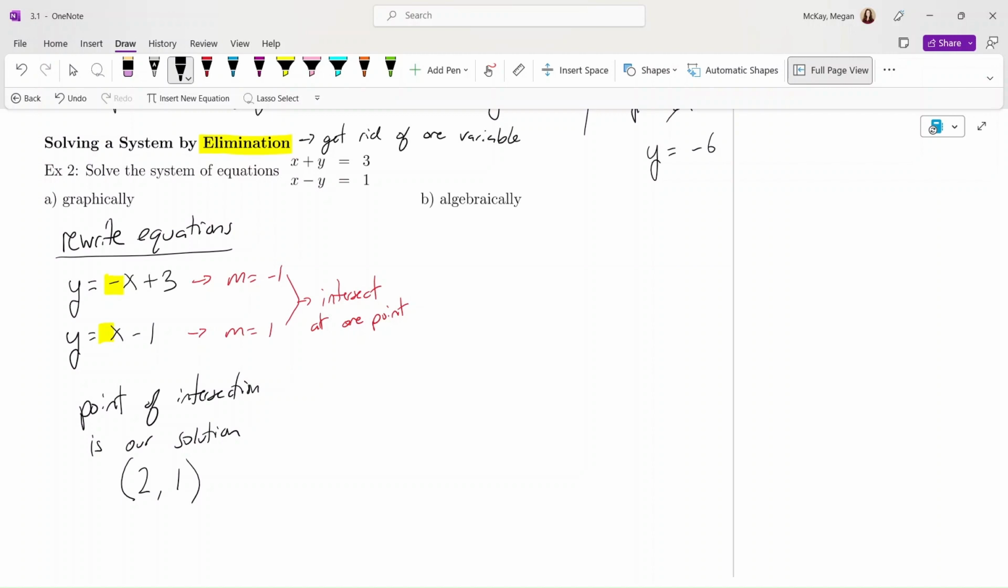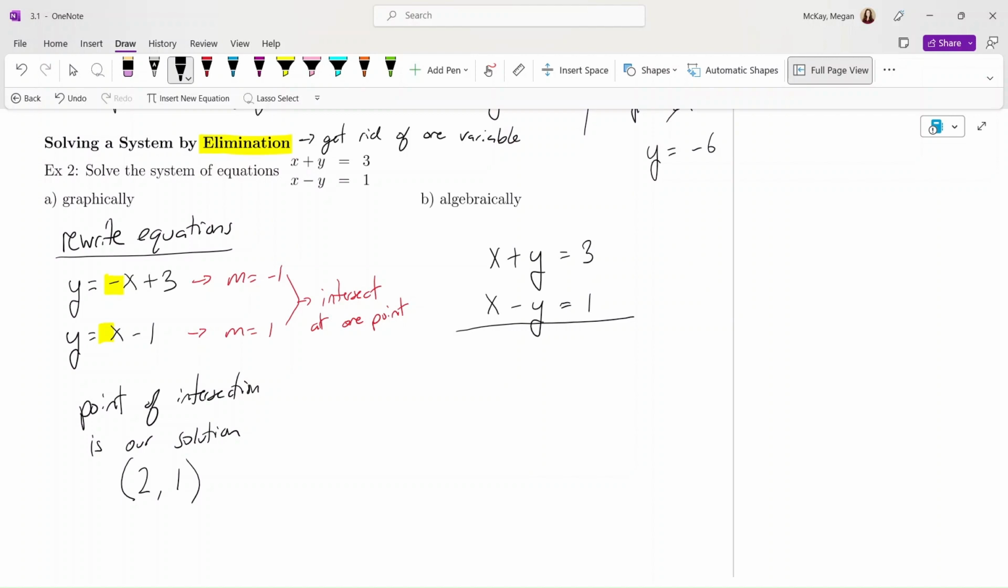Because if we take a look at our system, the difficulty is there's two variables. If we can get rid of one of them, then we can solve for one, and it doesn't have to be in terms of another one. It doesn't have to be parameterized by another one of the variables. You see what I'm saying? So if we want to solve algebraically, we are going to take our two equations, x plus y is equal to 3 and x minus y is equal to 1, and we want to do some kind of addition or subtraction to these two equations in order for one of the variables to cancel out.